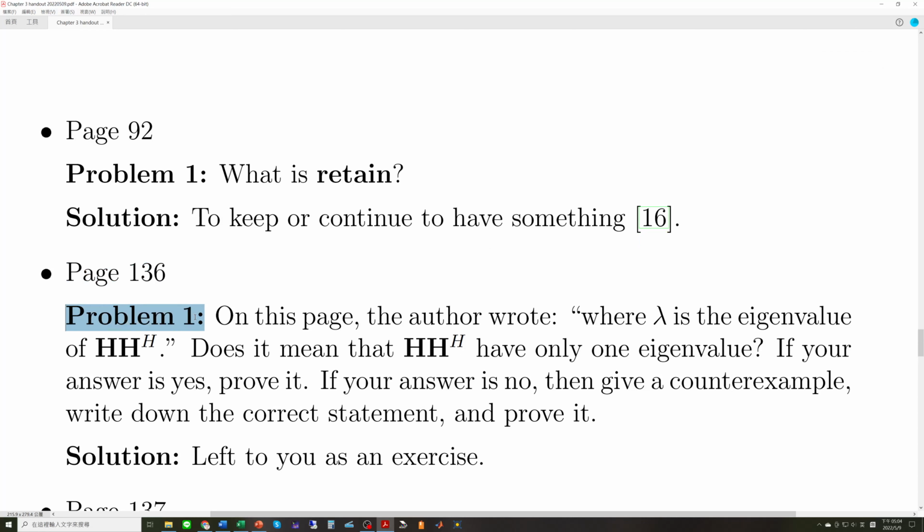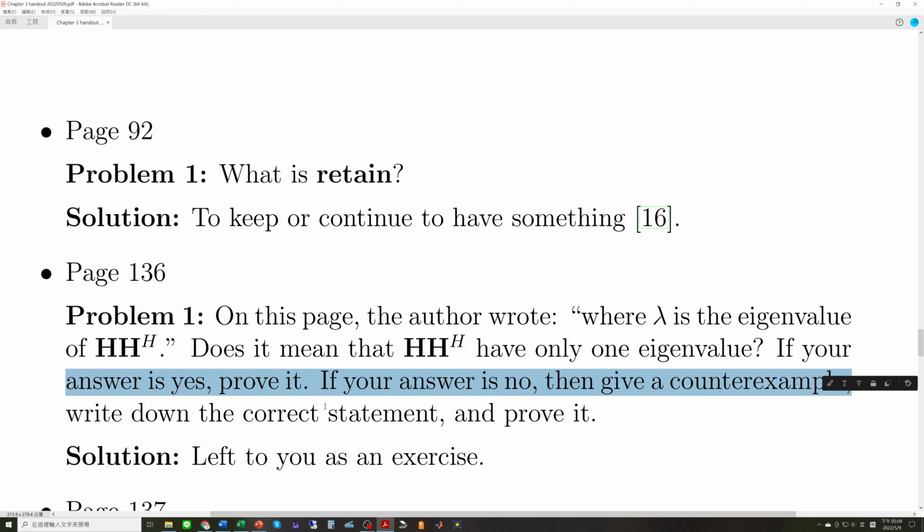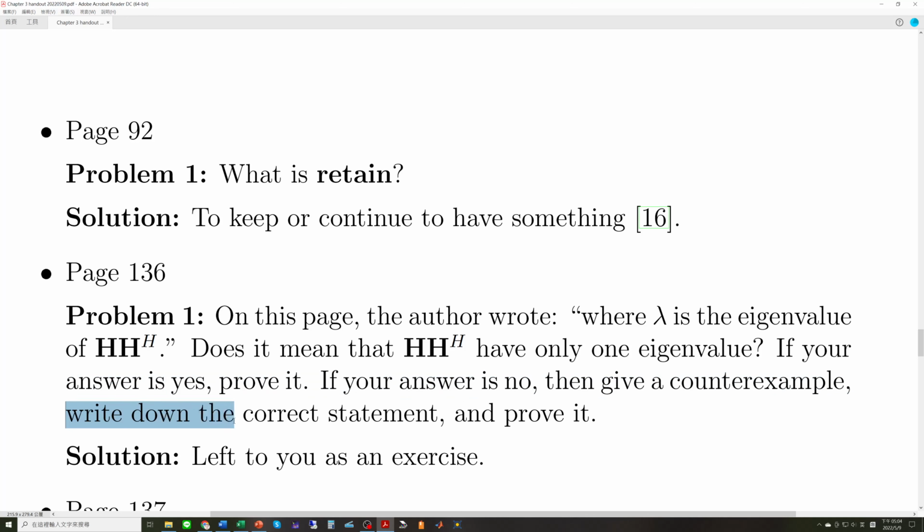136, problem 1. On this page, the author wrote, where lambda is the eigenvalue of H times H Hermitian. Does it mean that H times H Hermitian have only one eigenvalue? If your answer is yes, prove it. If your answer is no, then give a counter example. Write down the correct statement and prove it.